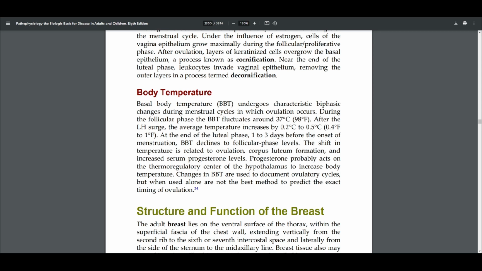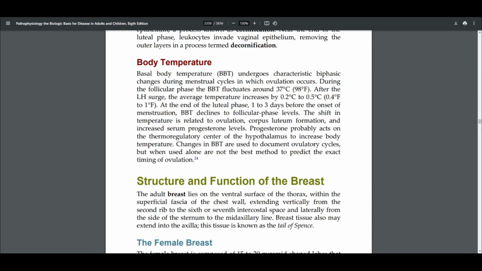Progesterone probably acts on the thermoregulatory center of the hypothalamus to increase body temperature. Changes in BBT are used to document ovulatory cycles, but when used alone, are not the best method to predict the exact timing of ovulation.